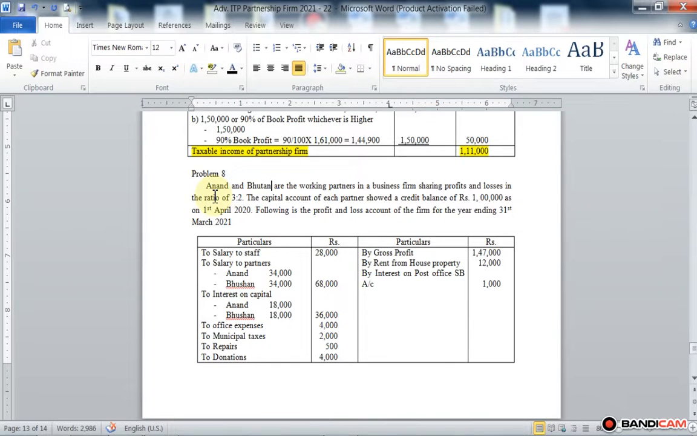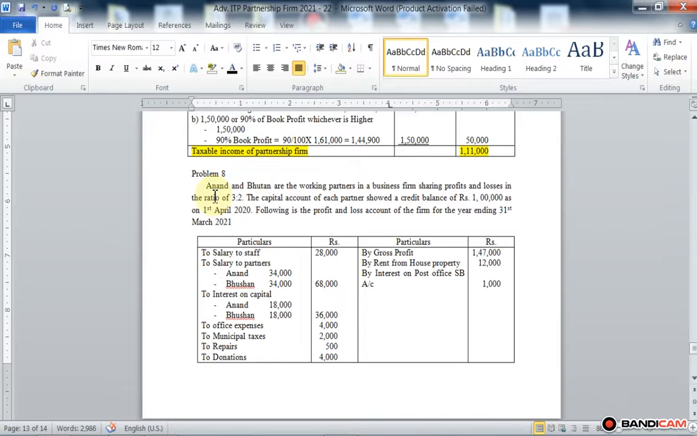Here, problem number 8. Anand and Bhushan are the working partners in a business firm sharing profits and losses in the ratio of 3:2. The capital account of each partner showed a credit balance of rupees 1 lakh as on 1st April 2021. Following is the profit and loss account of the firm for the year ending 31st March 2021.